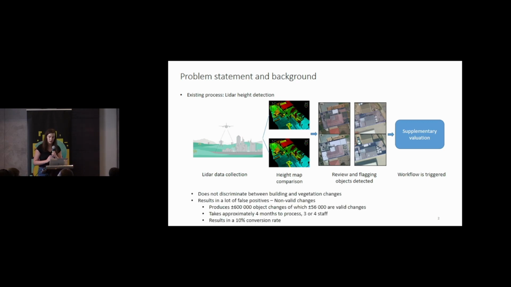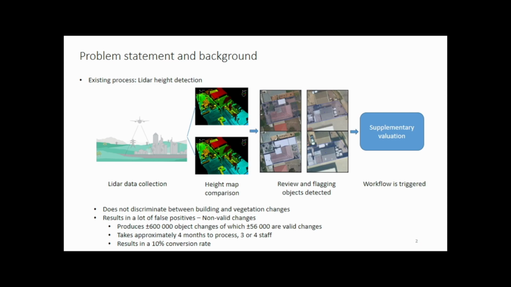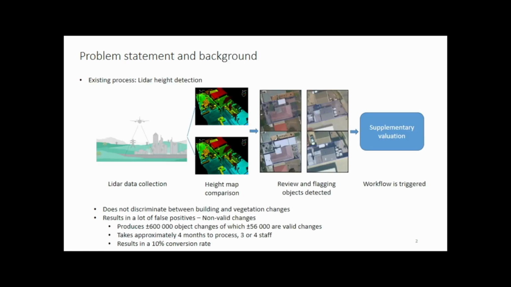Okay. So our evaluations department needs to timeously detect when there are changes to buildings within the city area, and they have an existing process to do this, and I'm not going to go very deep into how they are doing it because we want to actually adapt how they are doing it. But in short, they use LiDAR data to detect height changes, and these height changes that they detect are then reviewed by people to see if it is a real change to a building, and then that can supplement a supplementary evaluation.